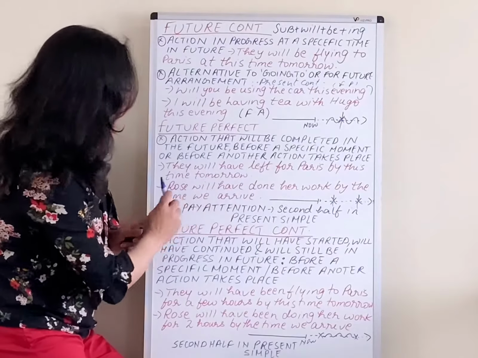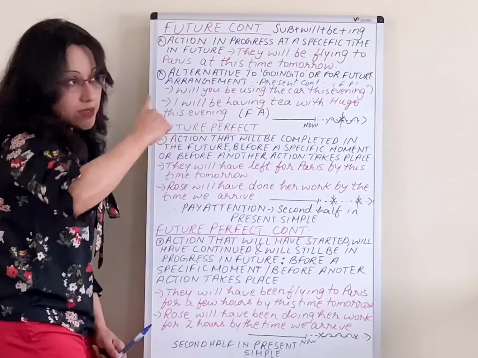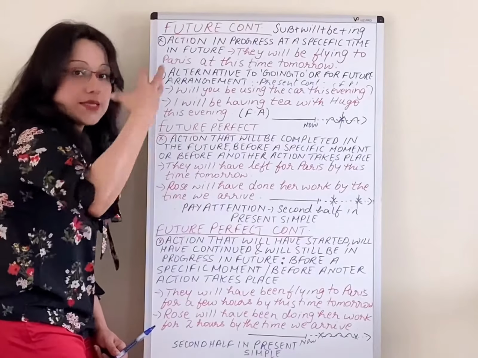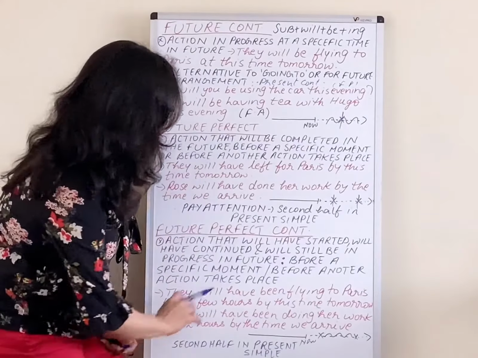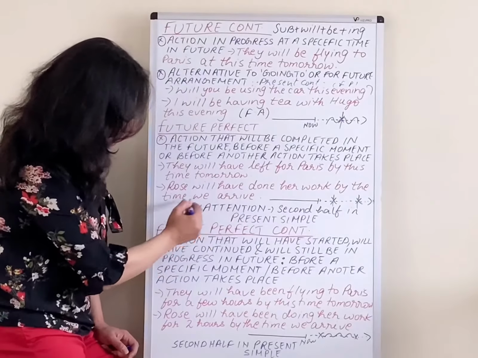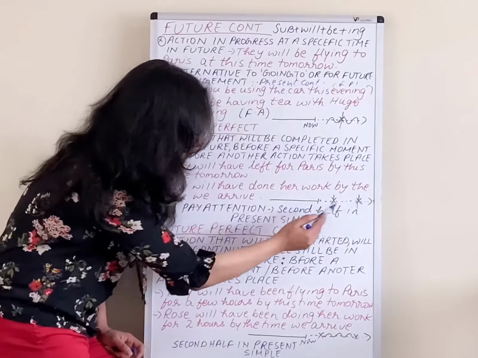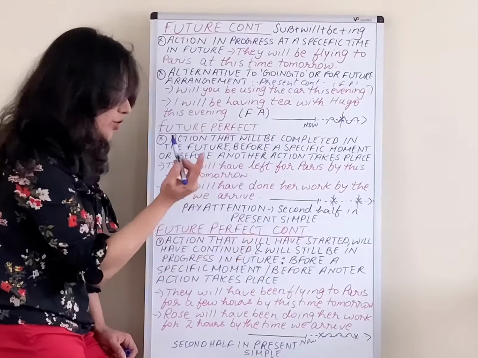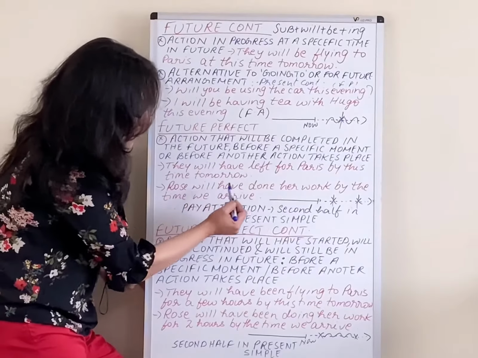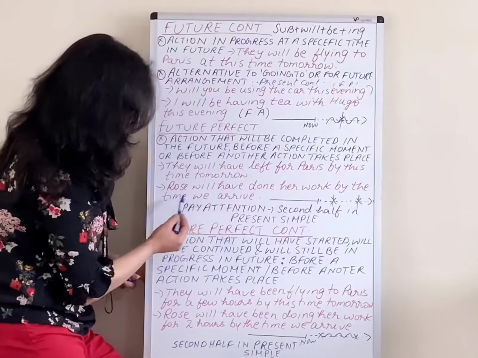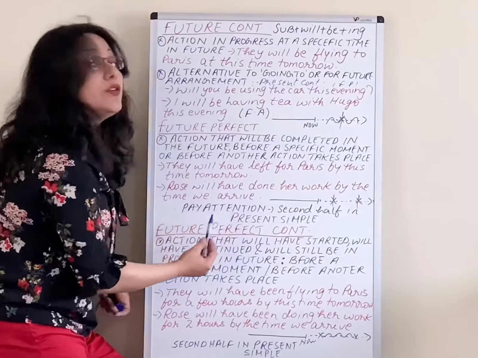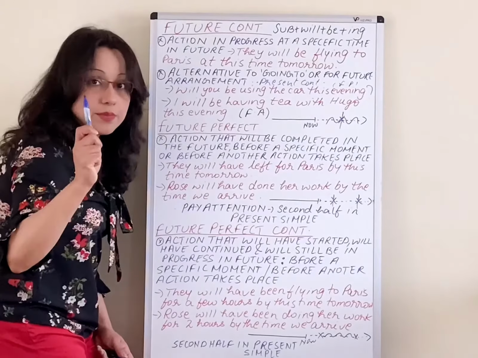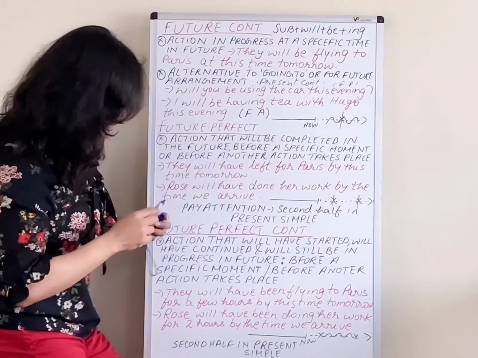Okay, so this is how you use your future perfect tense to talk about an action which will have been completed at some time in the future. And like I wrote over here, pay attention: the second half of the sentence is always going to be in present simple. Did you notice that? Over here, Rose will have done her homework by the time we arrive. So whenever you're forming this sentence, the second half is going to be in present simple. Remember that. Do not forget that.